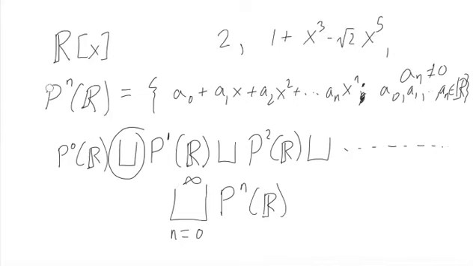Now, we could have rewritten this disjoint union symbol simply as a union symbol. However, using the disjoint union symbol just emphasizes the fact that we're partitioning the polynomials into distinct pieces, and they have no overlap.